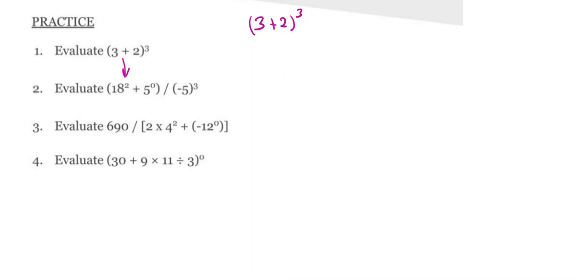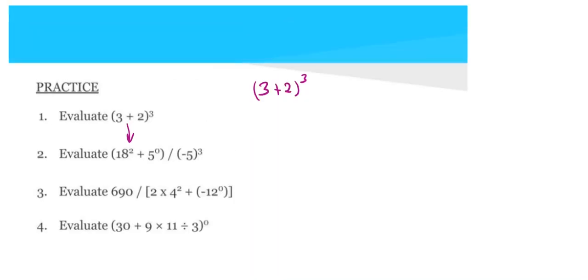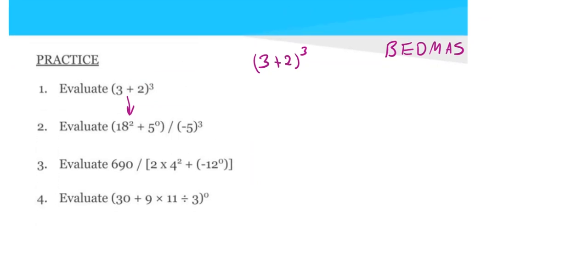According to BEDMAS, I'm going to write down BEDMAS too, so we have it. What do we do first? The brackets, right? And remember what I mean by doing the brackets first: it means doing inside the brackets first. Whatever's happening on the inside, we have to do that first. So here we're just going to go 3 plus 2, which is 5.